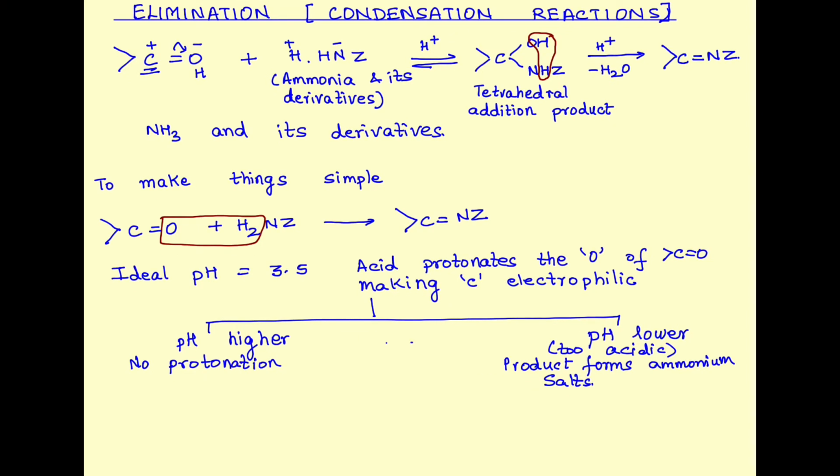If the pH is higher, that means your solution becomes more basic, then no protonation happens. On the other hand, if the pH goes lower than 3.5, that means the solution becomes very acidic, then in that case, we will end up getting ammonium salts in the solution, right? Because we are using amines, ammonia derivatives over here.